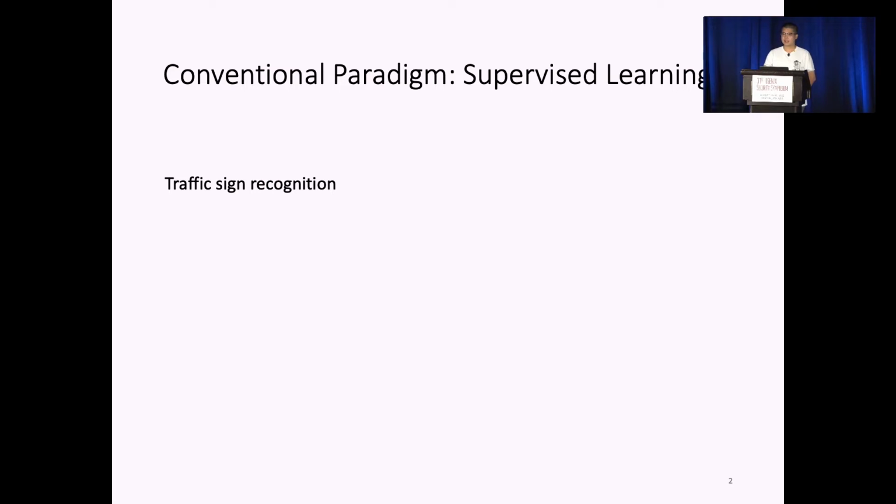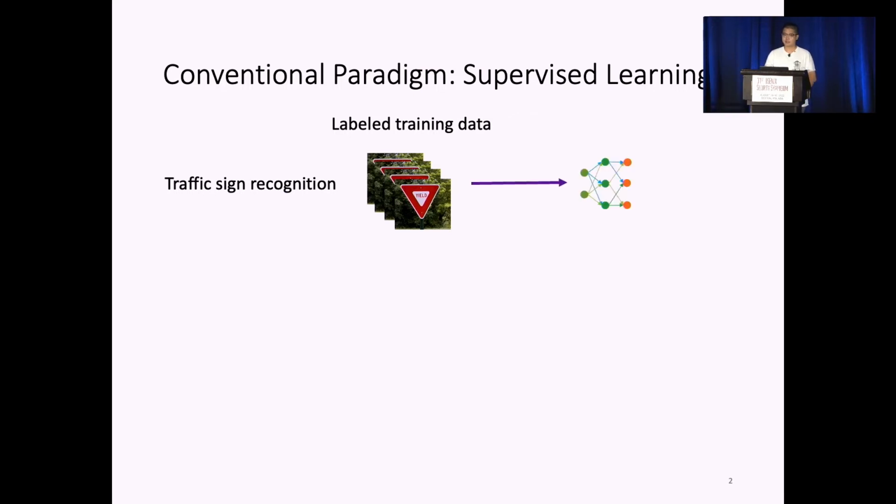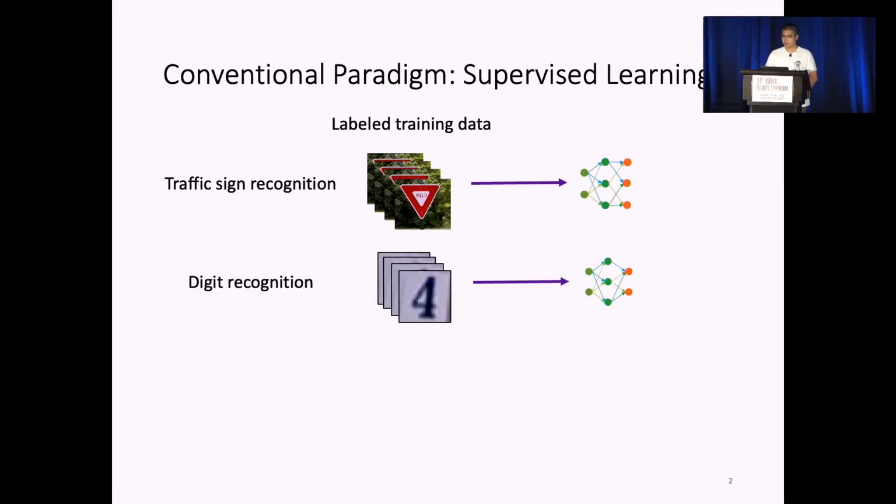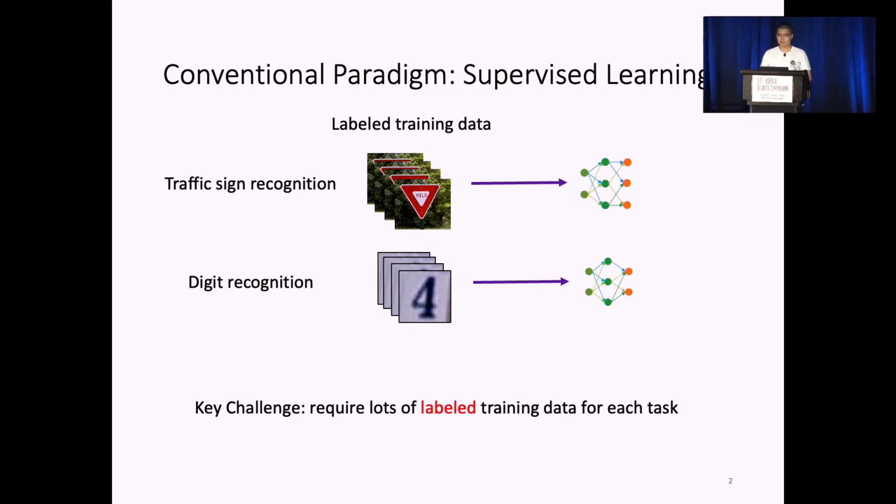Supervised learning is a well-known conventional machine learning paradigm. Given a specific task, for instance, traffic sign recognition, supervised learning requires manually labeling a large amount of labeled training data to train a classifier. Given another task, supervised learning will repeat this process again. So the key challenge of supervised learning is that it requires a large amount of labeled training data for each task.